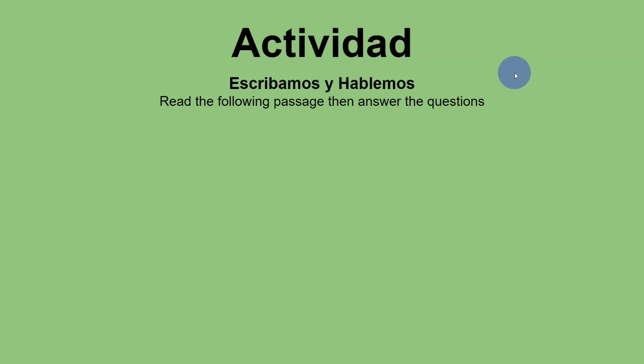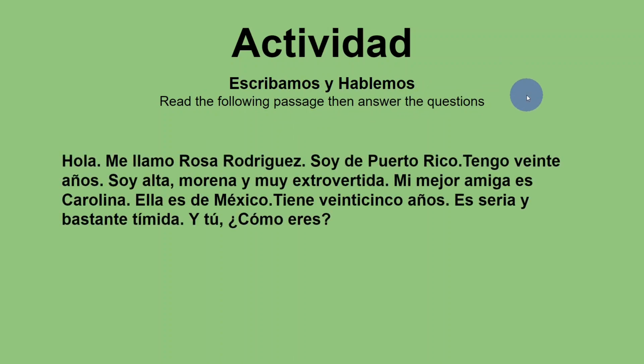Actividad: escribamos y hablemos. Read the following passage, then answer the question. I'm going to read this passage for you, but then after that you can read it on your own. And then after you're done reading it, you can answer the questions that follow. Now, all of these words, you should know them. As we progress together into the next lessons, these passages are going to get longer and longer. At the beginning, I was giving you like 1 or 2 sentences for a passage.